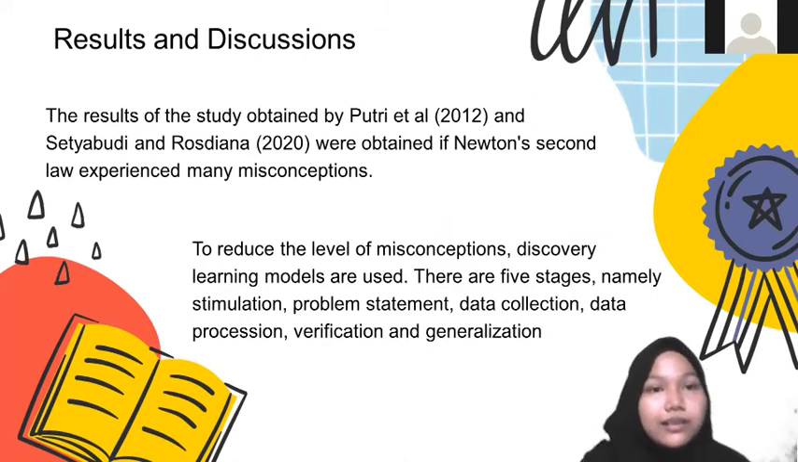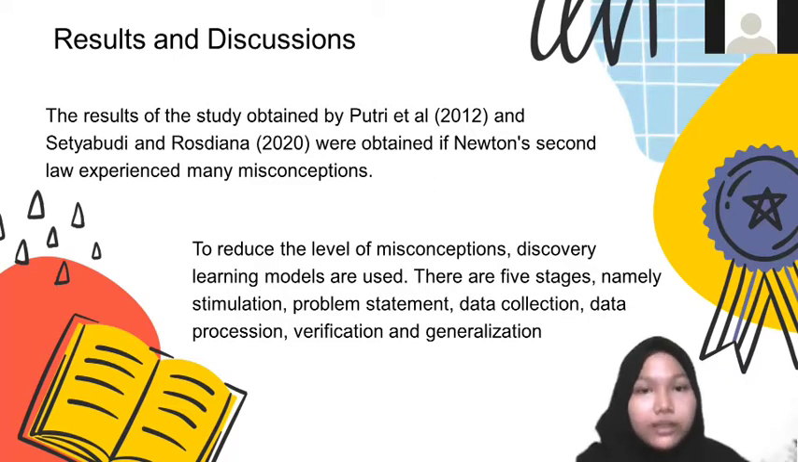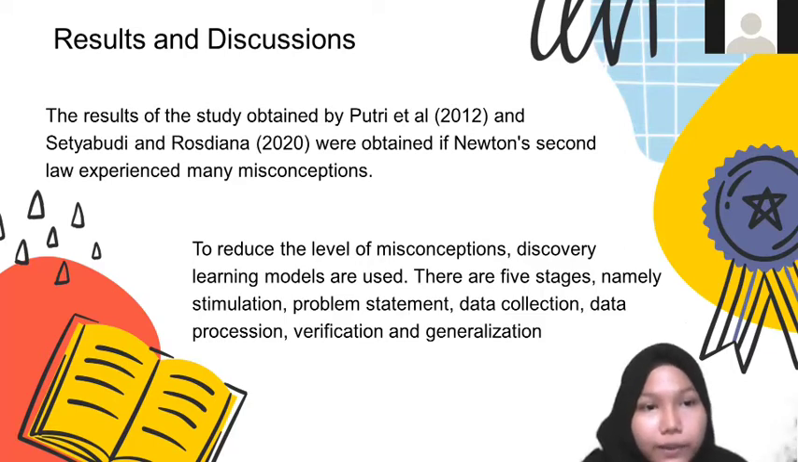The next is result and discussion. The result of the study obtained by Putri et al. 2012 and Setiabudi and Rostiana 2020 were obtained if Newton's second law experienced many misconceptions. So, to reduce the level of misconception, discovery learning models are used.